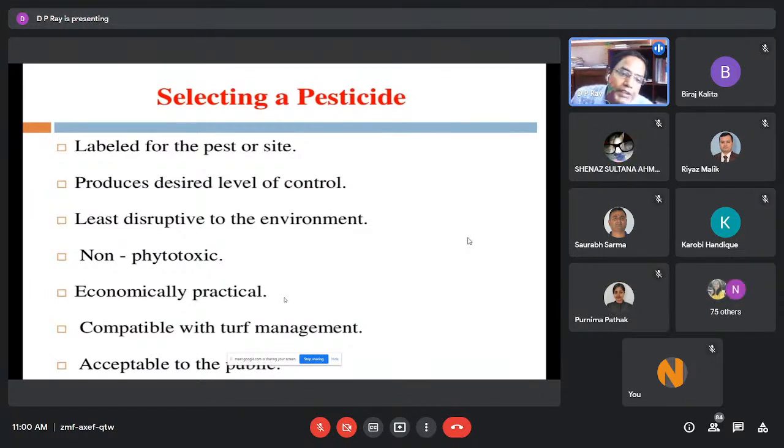So sometimes it may not be labeled properly, and some old pesticide is being sold. So that has to be checked. The label on the pesticide is very much important. See the expiry date and when it was packed. The pesticide should produce the desired level of control, be least disruptive to the environment, non-phytotoxic, economically practical, and compatible with the environment. So these are some of the points.